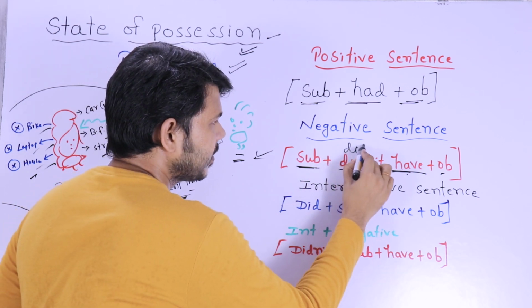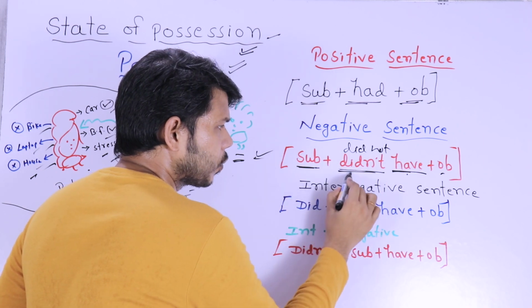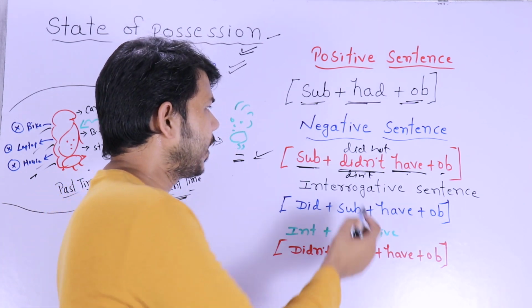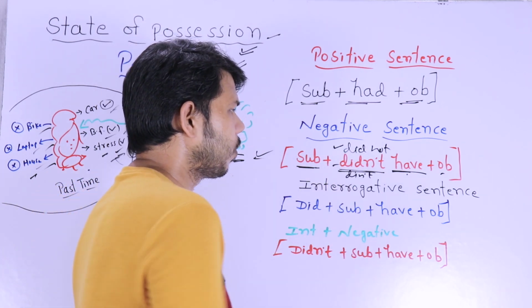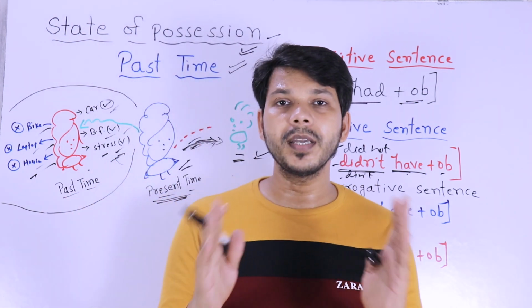This didn't is did not. So I did not have. So you can say I didn't have. You can also say I did not have. But if you're writing any email, try to use either did not or didn't. Don't say didn't again and again. This is mostly for spoken English. Okay. So did you understand?